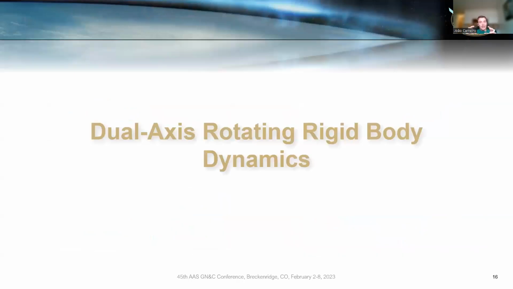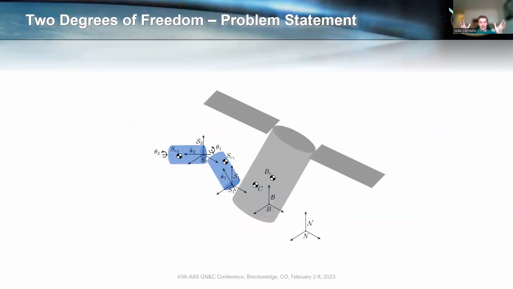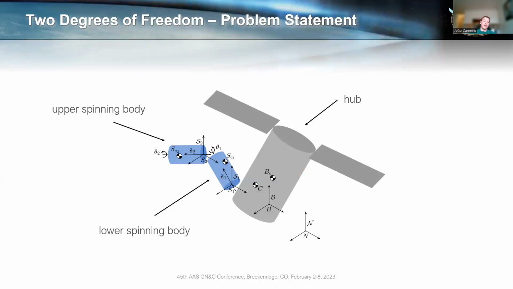Now, onto the dual axis rotating rigid bodies. I'm not going to go through all the math. I'm just going to go through the problem statement because the approach is rather similar. And if you're really interested in the math behind it, I suggest that you look at the paper. But here again, in gray, we have the hub. And now we have attached to it a lower spinning body, which has its own S1 frame, S1 hat spin axis, and SC1 center of mass, and an upper spinning body with an S2 frame, S2 hat spin axis, and SC2 center of mass location, right?